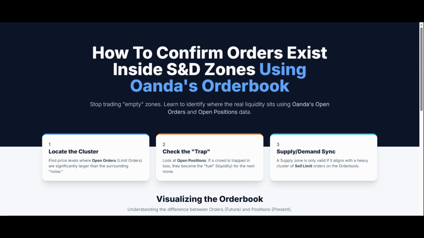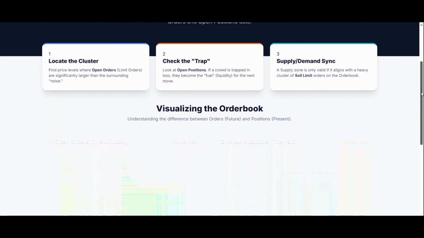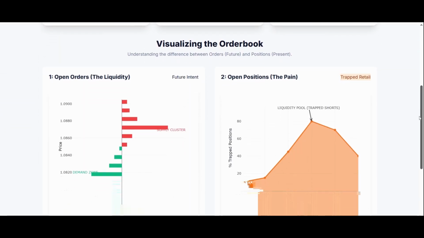Just remember, the order book is a tool. It gives you the context, it shows you where the opportunities are forming, but it's your job to wait for the confirmation, align with the trend, and then execute with discipline. If you can do that consistently, you're not just trading setups anymore, you're actually trading probabilities.